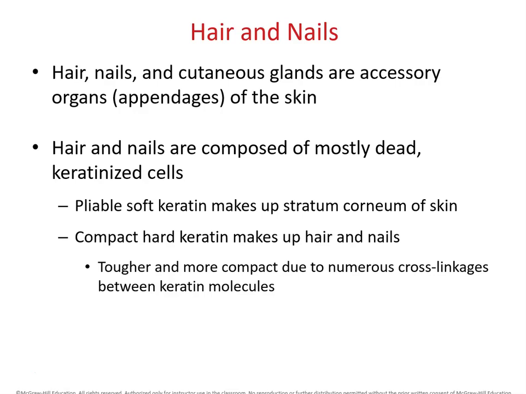Cutaneous glands, hair, and nails that we have are actually accessory organs or appendages of our skin. Our hair and our nails are mostly dead keratinized cells, while the keratin that makes up our epidermis is soft and pliable. The keratin that makes up our hair and nails is much tougher, and that's due to cross-linking or specialized bonding between the keratin molecules.